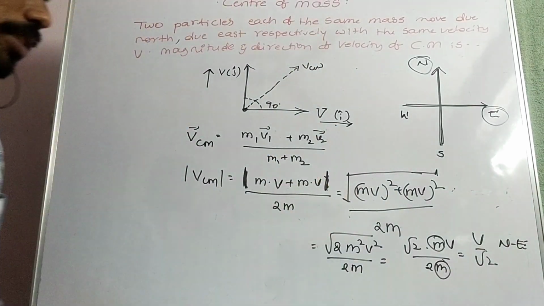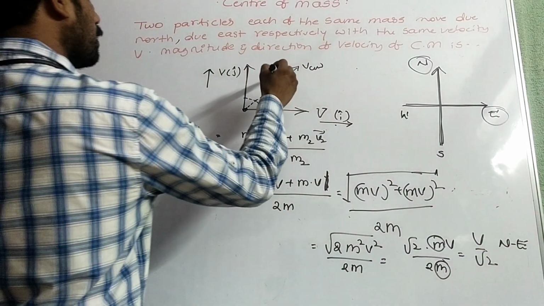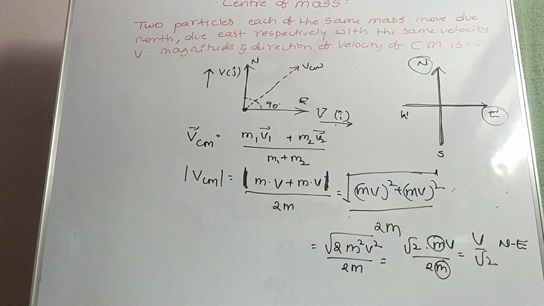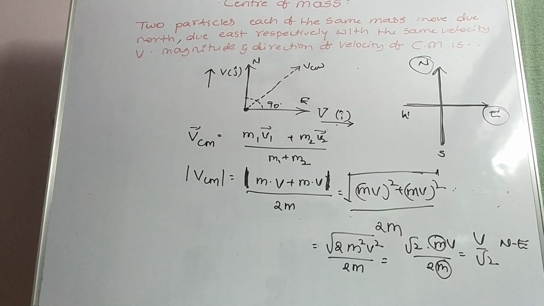So the final answer will be v by root 2, along the northeast direction. This is north, this is east. That's why the direction will be along the northeast direction.